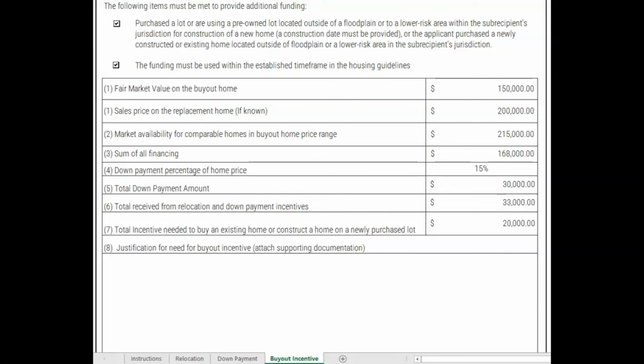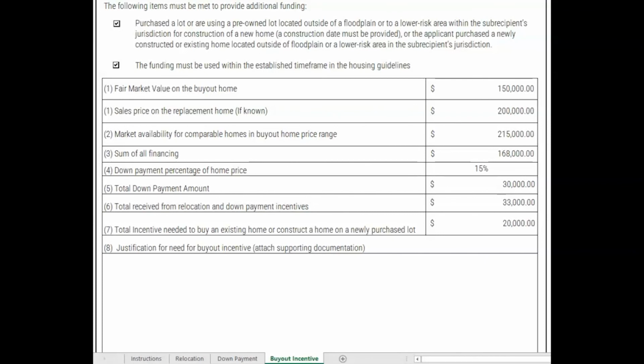Next, in number 6, the applicant should input the total amount requesting for down payment and temporary and permanent relocation incentives. For our example, the applicant requested $1,500 in temporary relocation and $1,500 in permanent relocation incentives, and $30,000 in down payment incentives, so they totaled $33,000 in incentives received.